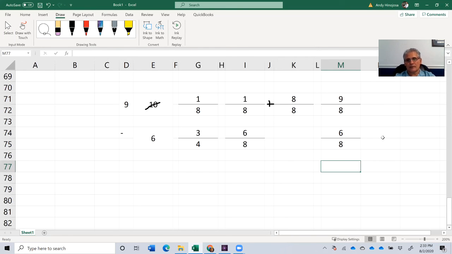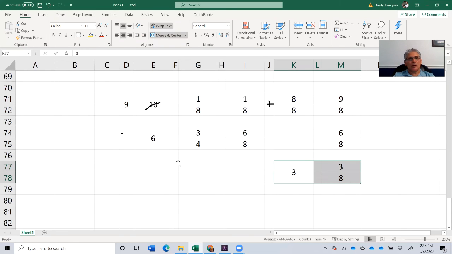9 minus 6 will give us 3, and the denominator flows down. So we have 3/8. Okay? So that solves the fractional issue. Now we go to the whole numbers. Well, we've reduced this 10 down to a 9. So now we just run the numbers with the new whole numbers we have. 9 minus 6 is 3. So our answer to the problem of 10 1/8 minus 6 3/4 is 3 3/8.